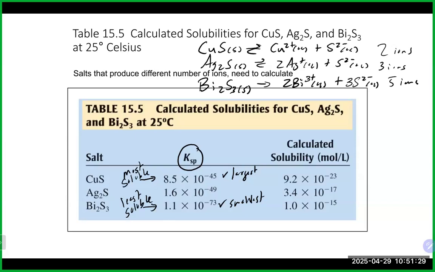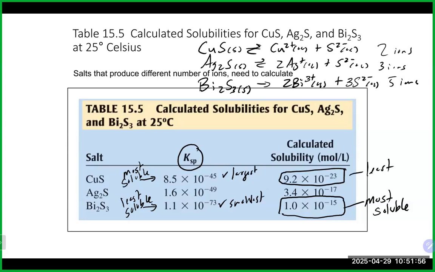But because they do not break apart into the same number of ions, you actually have to do the calculation like we did in the previous examples to figure out what is the molar solubility of each of these. So you'd have to do an ice table and actually go through the calculations. And if you do go through the calculations, you would see it is the bismuth one in this example that is the most soluble, and it's the copper that is the least soluble. So in this case, you cannot use the KSP to compare. You have to do the calculation, and you would see the correct solubility there. Any questions on that there?